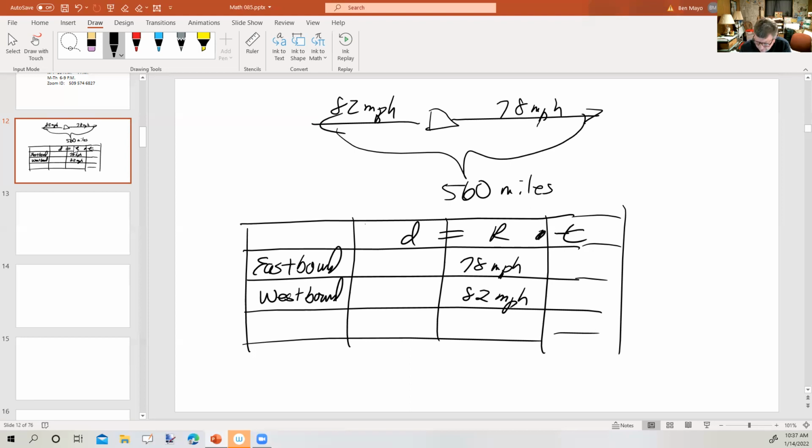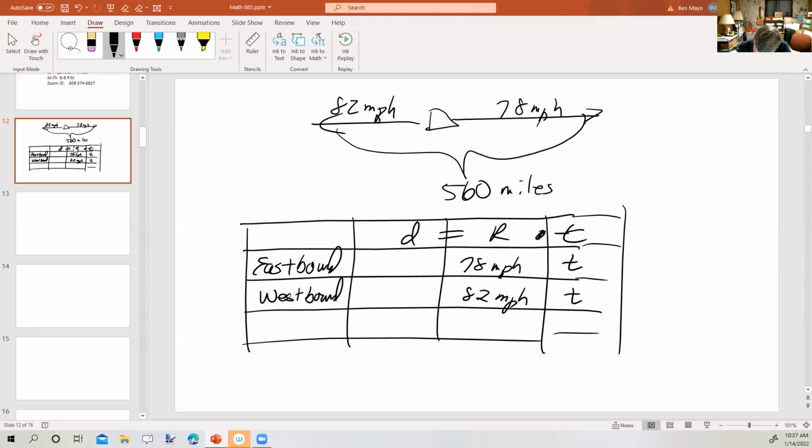What do we know about their times? Well, if the planes left at the same time, which we assume they did, it just says they're launched in opposite directions. I guess we're to assume they left at the same time. And then they headed off in different directions at different speeds, but at some time, they were exactly 560 miles apart. But the time they both traveled was the same. So let's call this time for the eastbound T and this time for the westbound T also, okay?